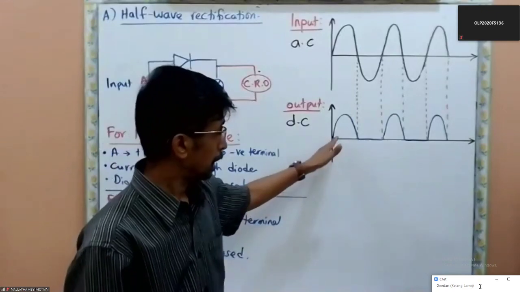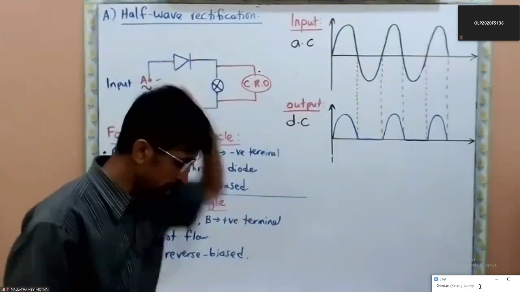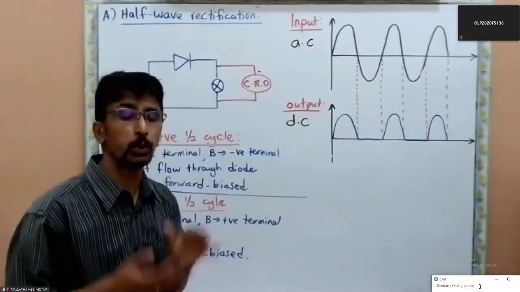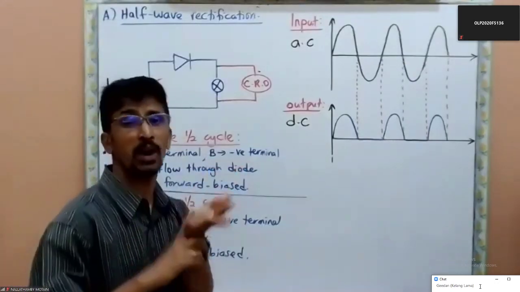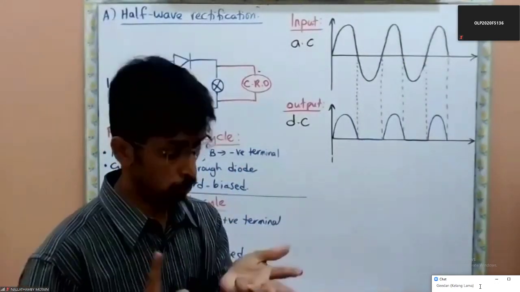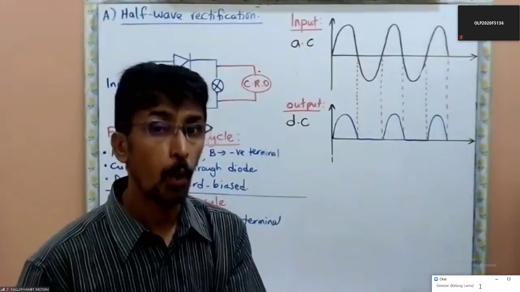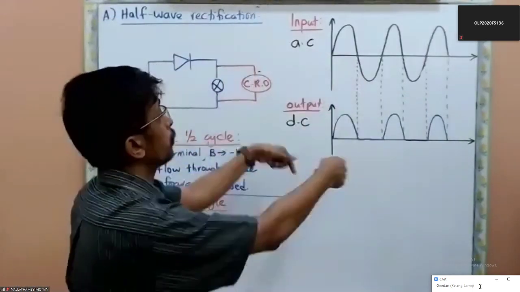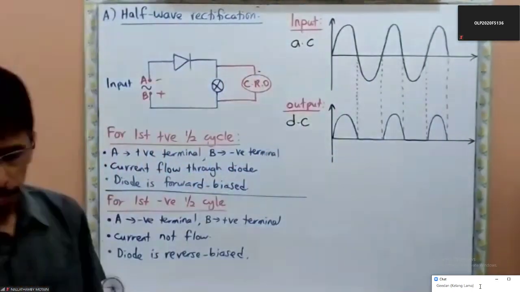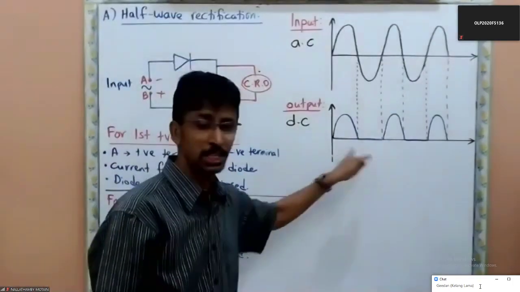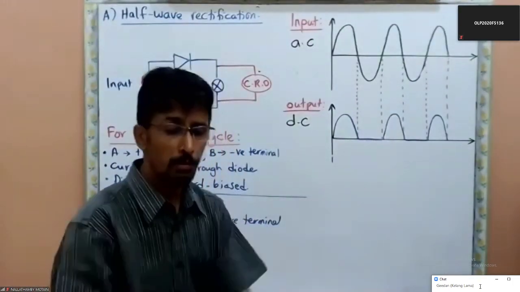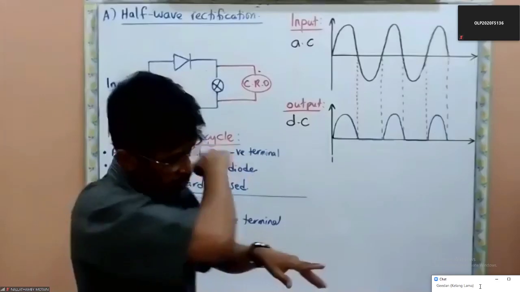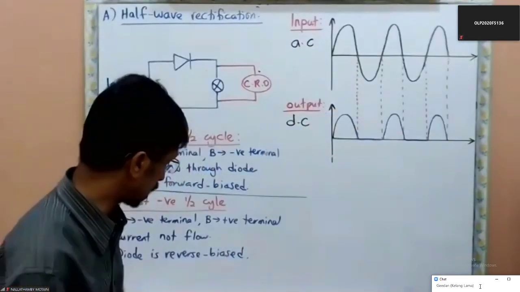So here you want to see the output only on the CRO. You can use it to display the waveform. That's why one of the functions of the CRO is to measure potential difference, and another is to display the waveform. Here the current is not smooth. So what do we have to do? We have to smooth the current.